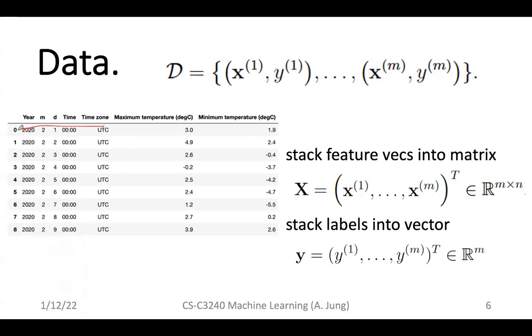Each data point here is denoted by one pair of feature and label. The feature of the first data point is the minimum temperature, and the label would be the maximum temperature of the first day. Then the minimum temperature of the second day would be the feature of the second data point, and so on and so forth. It's convenient to stack those feature vectors, in this case single scalar features, into a feature matrix, and also to stack the labels into a single vector.